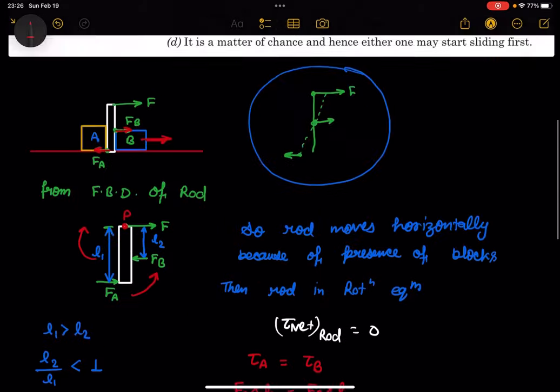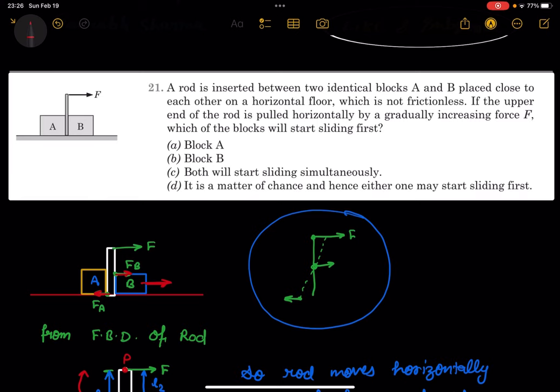So what is the answer? The question asks which block slides first. So of course the block B. Both blocks will start simultaneously? Wrong, because FA is less than FB. It is a matter of chance? That is also wrong. So the correct answer is B.